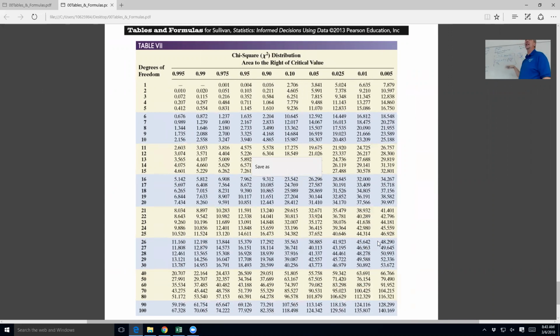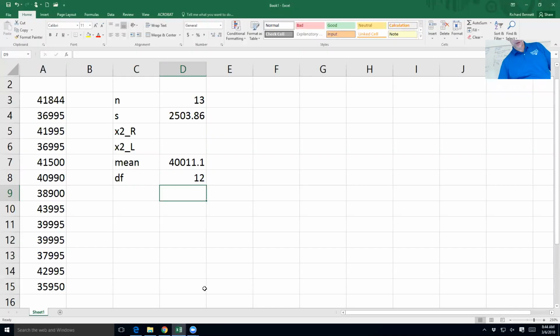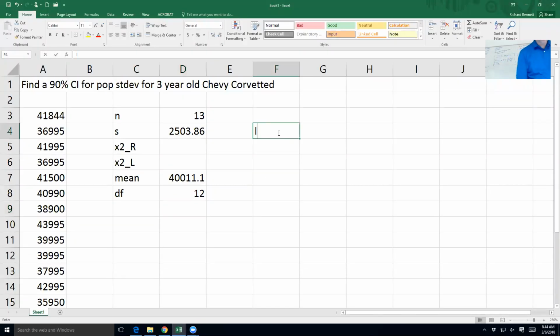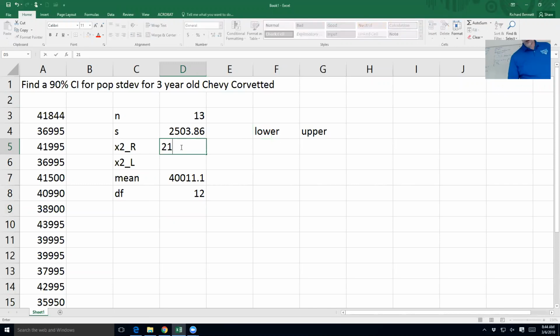But at any rate, I get these mixed up all the time. Doesn't matter. Just when you write it, it's always low number first, then the high number. All right, so let's punch it in our equation here. So my lower, my upper. Let's write down our chi-squared on the right, which should be 21.026, and 5.226.